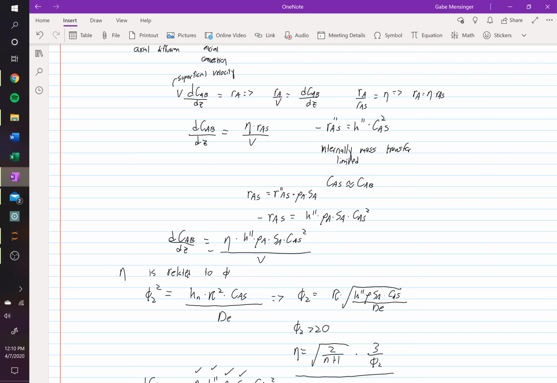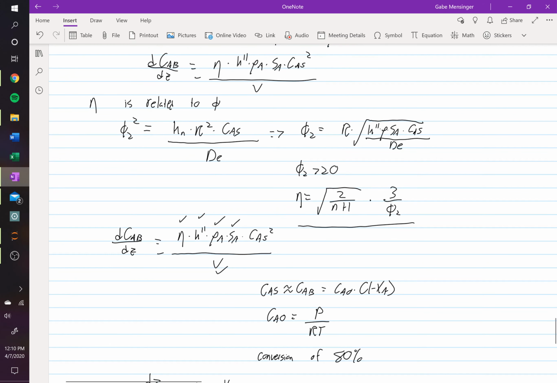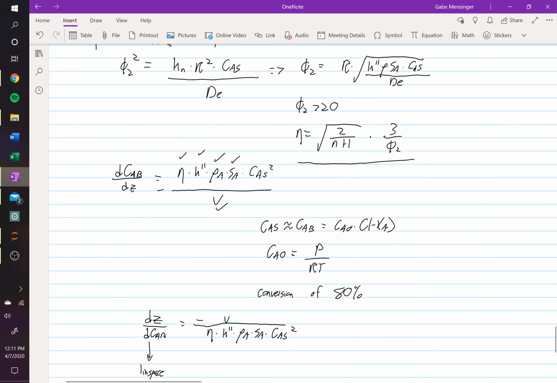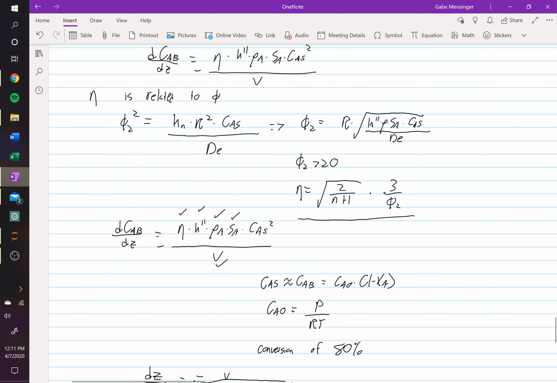So the first one was that we said that the eta is related to the Thiele modulus via this equation here. And we said that if we assumed that the Thiele modulus was large, or greater than 20, we were able to use this equation for eta, our internal effectiveness factor. And to prove that, we could solve for the concentration at the surface, which is just using the ideal gas law. Plug that in, and you'll get that the Thiele modulus is sufficiently large to make this assumption.